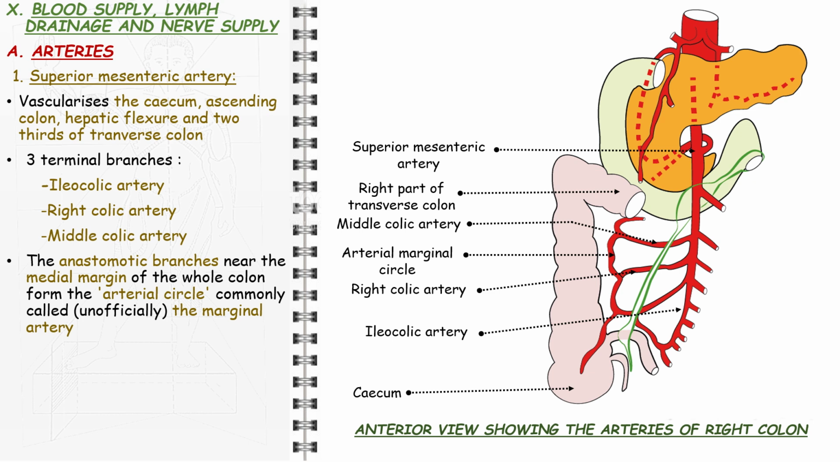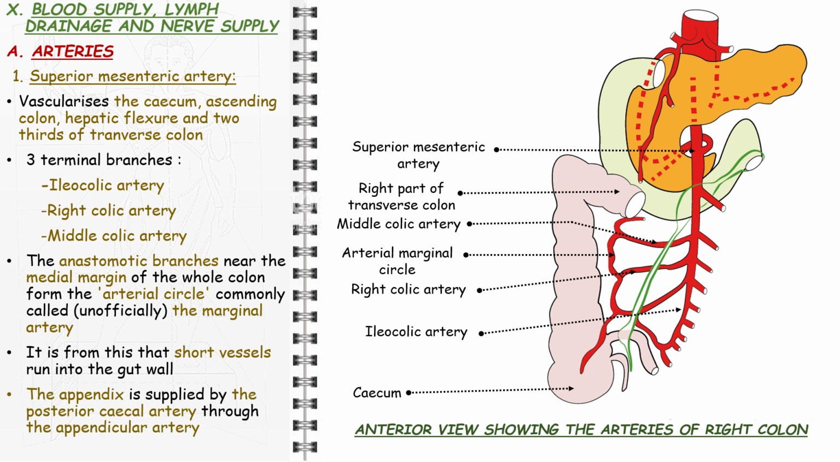It is from this that short vessels and long vessels run into the gut wall. The short vessels enter the colic wall at the haustra and their territory is triangular with a mesocolic base. The long vessels enter the colic wall at the transverse sulci and their territory is triangular with a mesocolic summit. The epiploic vessels supply the epiploic appendices.